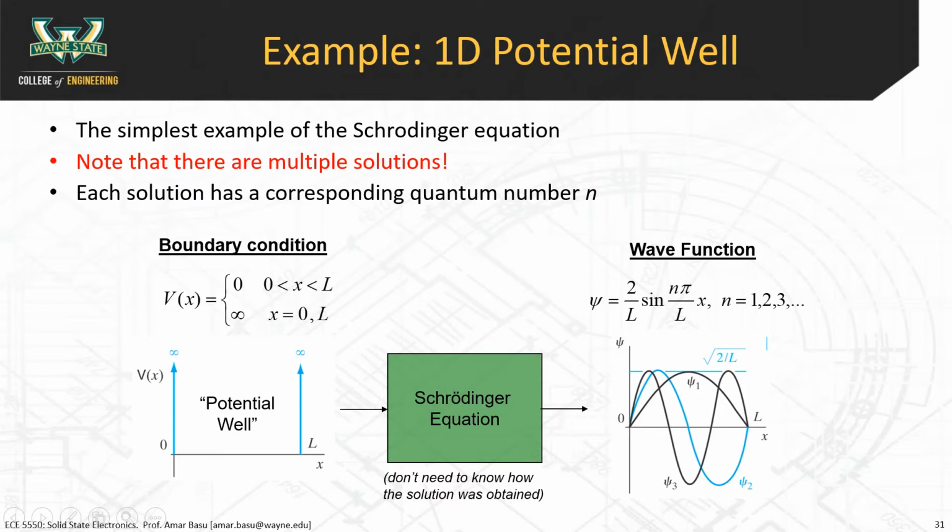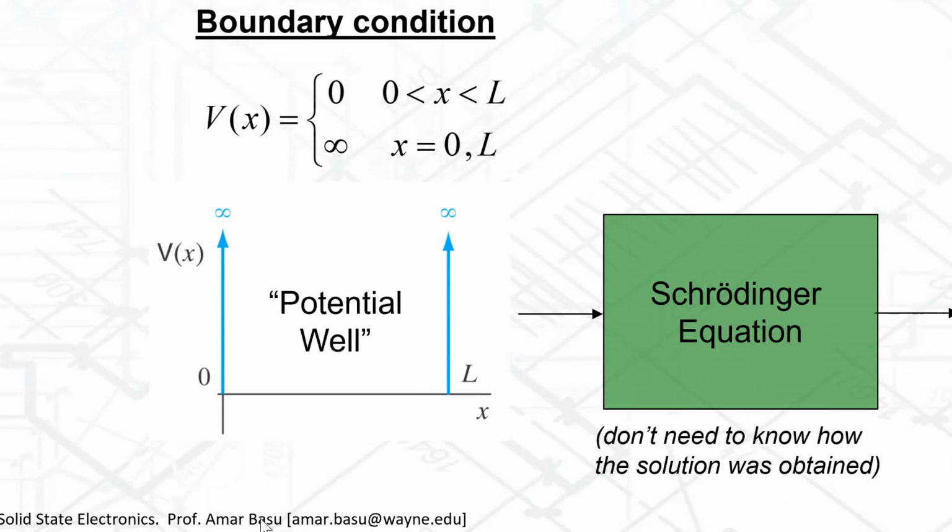What we're going to do first is plug in this boundary condition. So the boundary condition here is you have this potential field, and the potential field is 0 when x is between 0 and L, and it's infinite when x is equal to 0 or L, or if it's greater than L or less than 0. Let me explain that a little bit better.